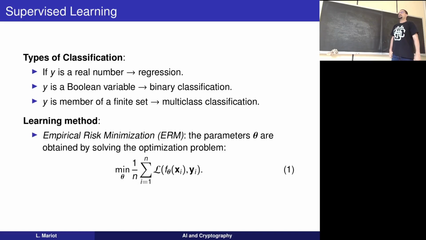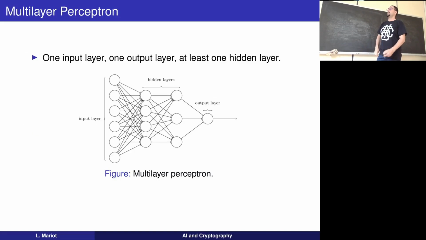The learning method is usually based on what is called empirical risk minimization. We have a set of parameters of our machine learning model, denoted by theta, and we want to solve this minimization problem. We want to minimize over all possible combinations of parameters the sum of the loss function, the function that measures how well our model is doing with respect to the training set. We sum this over all training examples, from 1 up to n.